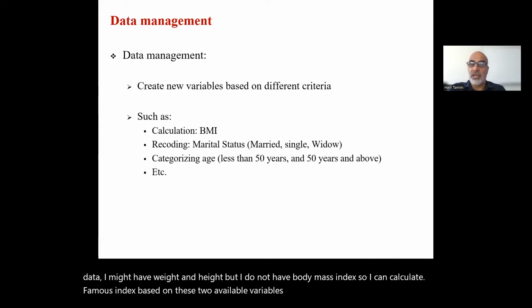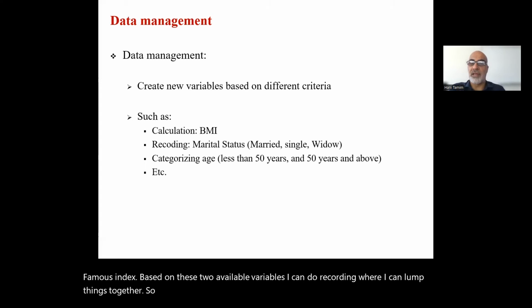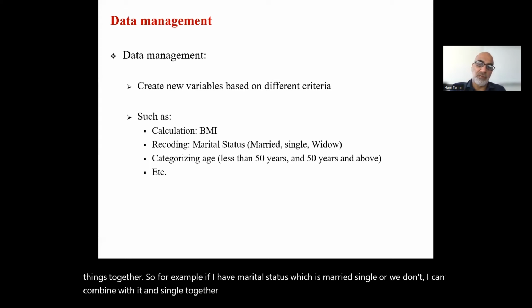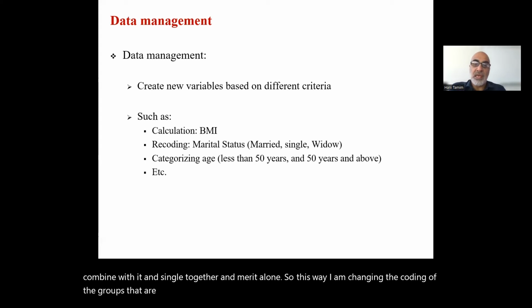I can do recoding where I can lump things together. So for example, if I have marital status, which is married, single, or widowed, I can combine widowed and single together and married alone. So this way I am changing the coding of the groups that I have.